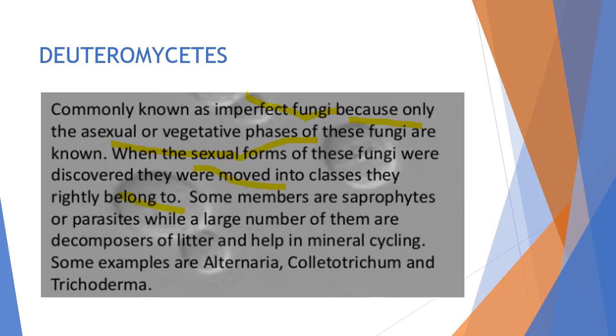Okay, and these members are saprophytes, some of them are parasites, some of them are decomposers, and their main role is that they help in the process of mineral cycling. And the most common examples of the Deuteromycetes are Alternaria, Colletotrichum, and Trichoderma.